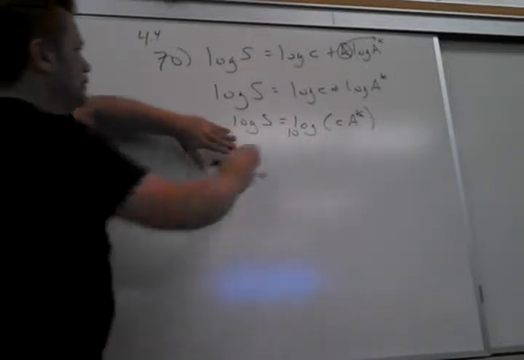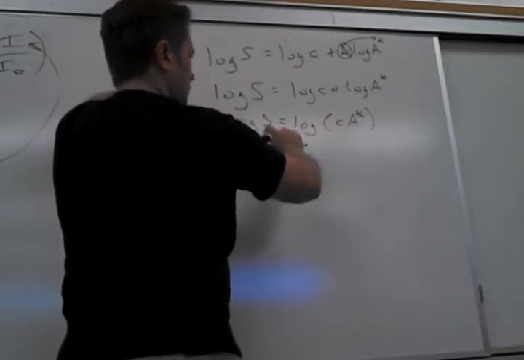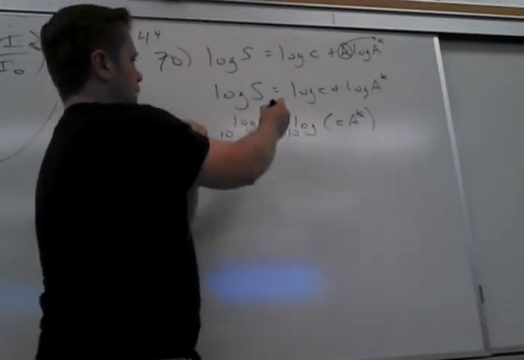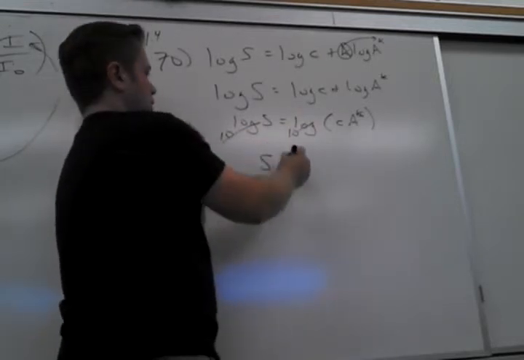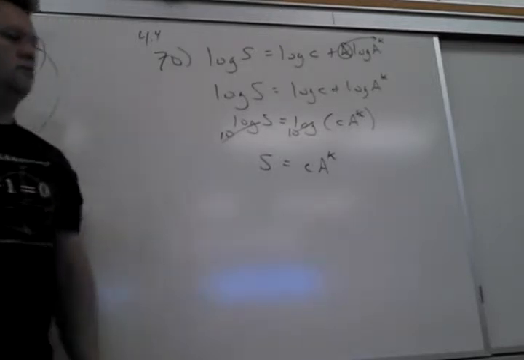And really, another way to look at it is, what's the only way that log of this could equal log of that? If this equals that. And that's what's going to happen here, isn't it? Yeah. S must be C times A to the K.